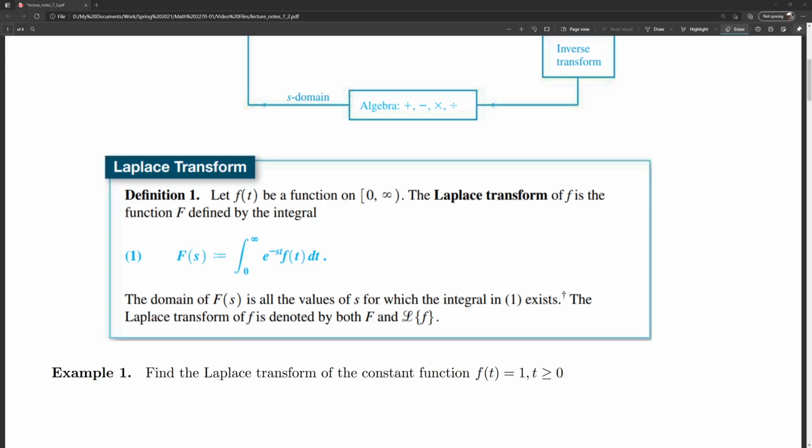Let f of t be a function on the left closed interval 0 to infinity. The Laplace transform of f is the function capital F defined by the integral: capital F of s equals the improper integral from 0 to infinity of e to the power negative st times f of t dt. The domain of capital F of s is all the values of s for which the integral exists. The Laplace transform of f is denoted by both capital F and curly L of f.